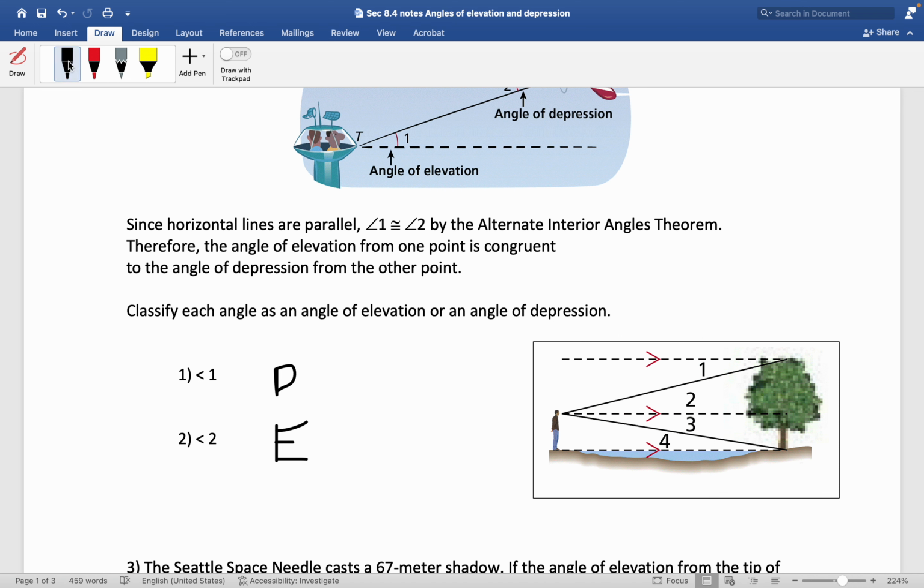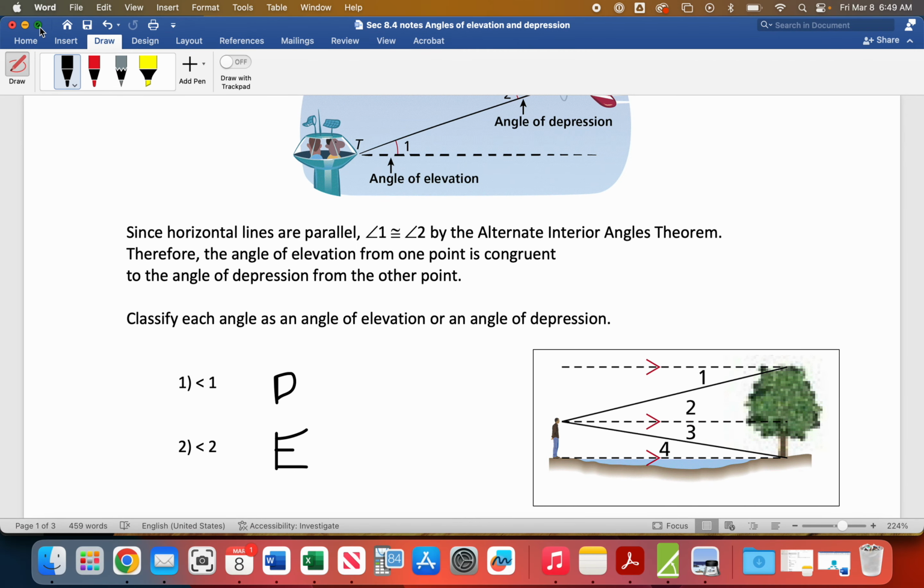I'm trying to do my best here drawing in Word, so excuse the poor penmanship, please. All right, so sorry about that.